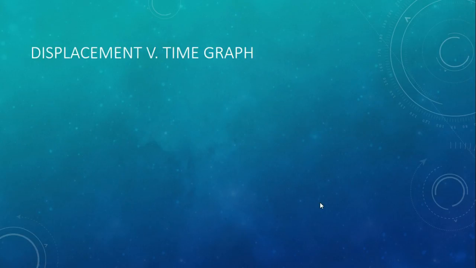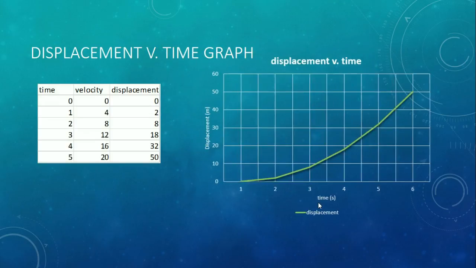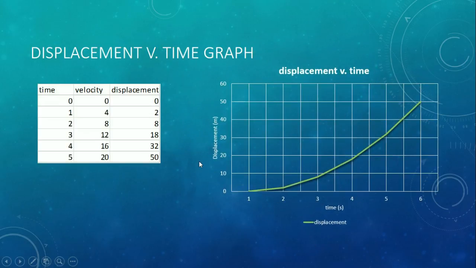Okay, so there's another type of graph, which is a displacement versus time graph. A displacement versus time graph plots time on the x-axis and displacement, or how far it is away from its initial point, on the y-axis.